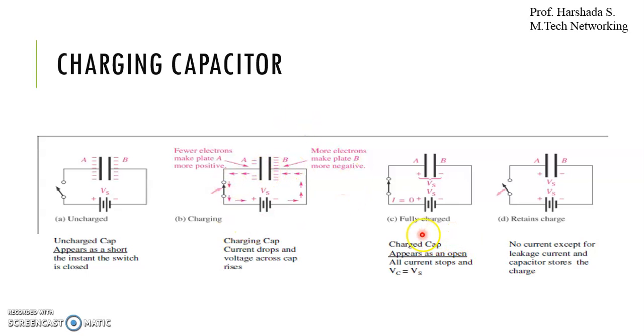Now see in the C diagram, whenever the charge is full, at that time Vc equals Vs. What is meant by Vc? Vc means the voltage of the capacitor at full charge. The voltage of the capacitor is equal to the voltage of the source, Vs. Vs means this total full charge is applied on this circuit. That's why here I equals 0, which means current equals 0.